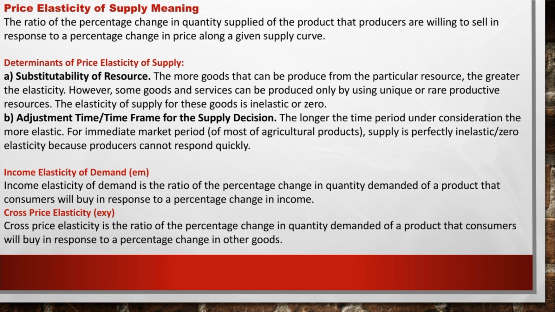The more goods that can be produced from a particular resource, the greater the elasticity. However, some goods and services can be produced only by using unique or rare production resources. The elasticity of supply for these goods is inelastic or zero. We have B, adjustment time frame for the supply decision. The longer the time period under consideration, the more elastic. For the immediate market period of most agricultural products, supply is perfectly inelastic, zero elasticity, because producers cannot respond quickly.